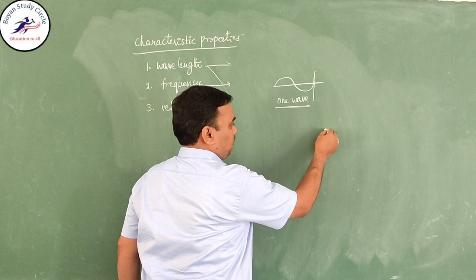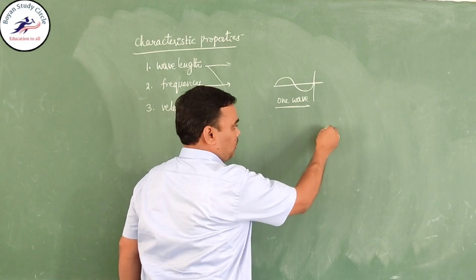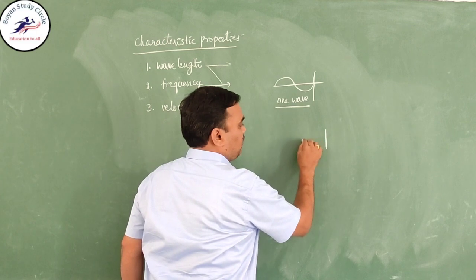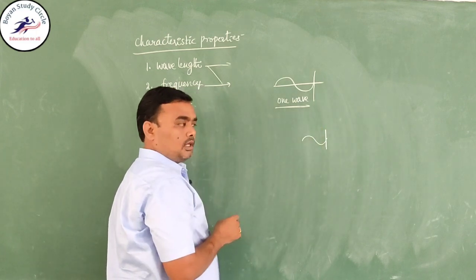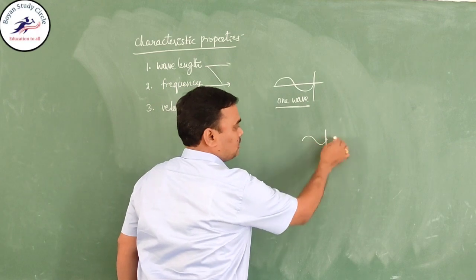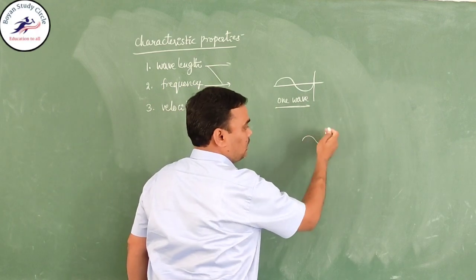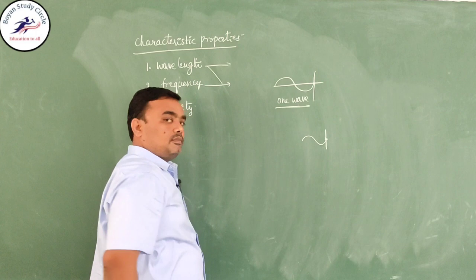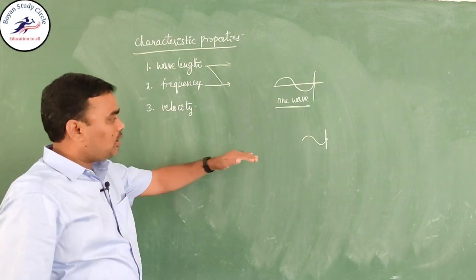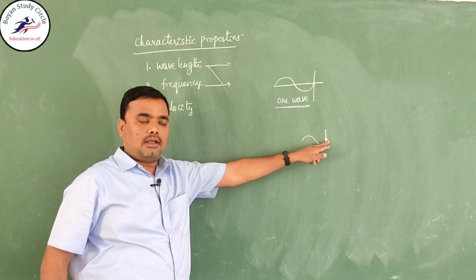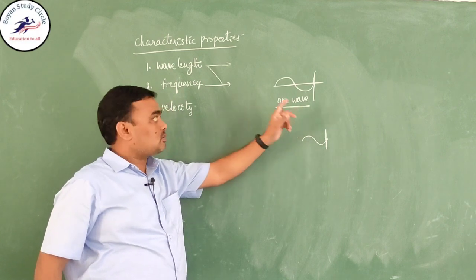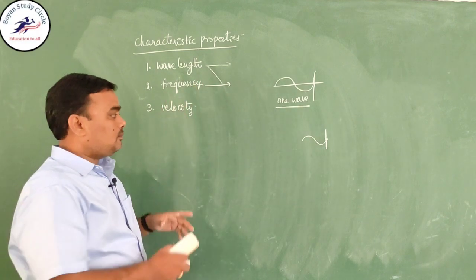If I am observing at a particular point in a particular time, how many waves are crossing through that particular point in the given time? That number of waves crossing through a particular point in unit time is called frequency.